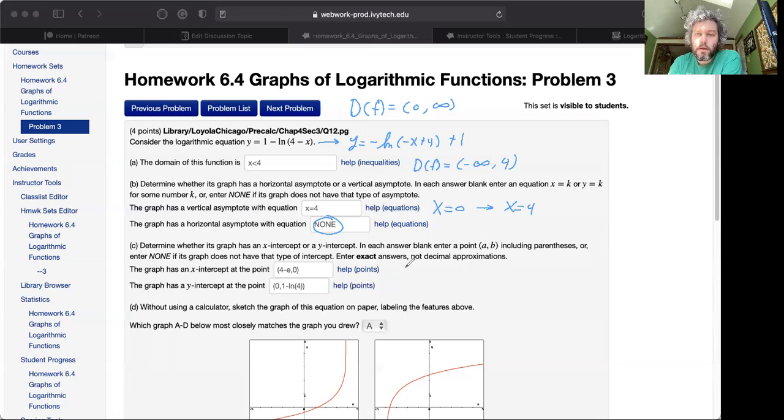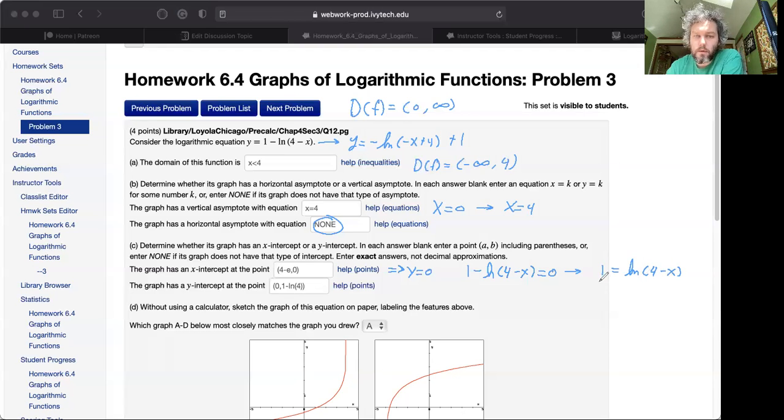I'll explain this. This is the part that I'm really concerned did not translate within class. For an x-intercept, that implies that y equals 0. If y equals 0, then I can rewrite the equation: 1 minus ln of 4 minus x equals 0. If that's true, then I can use a little algebra. 1 equals ln of 4 minus x.